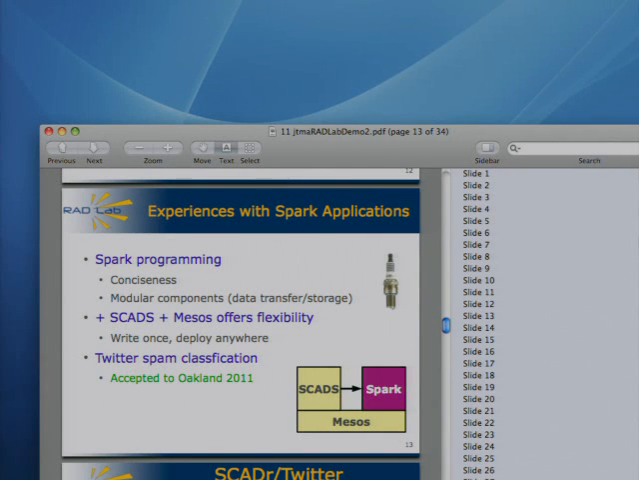And I'll talk a little bit about experiences implementing our distributed learning algorithm for Twitter spam classification, the work which has been recently accepted to the Oakland Security Conference this year. And that work will be presented this May.